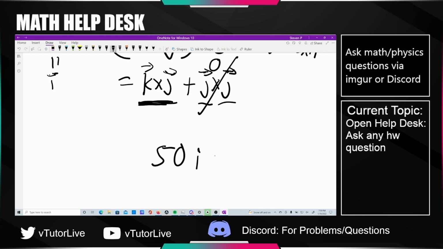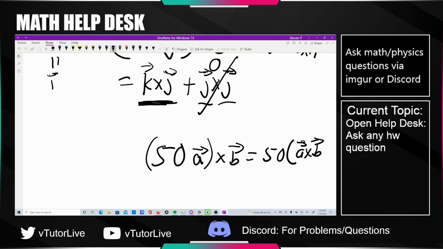50 times I, or instead of I, let me just say, because I, J, K are the special coordinate vectors. Maybe if instead I just said an arbitrary vector A crossed with an arbitrary vector B, right? Is just equal to 50 times A cross B. Basically, just like you would expect, like you would hope. So you can move a constant out front.